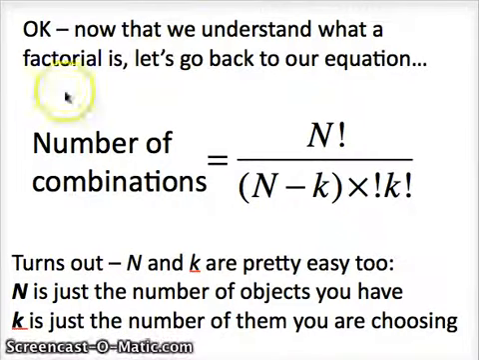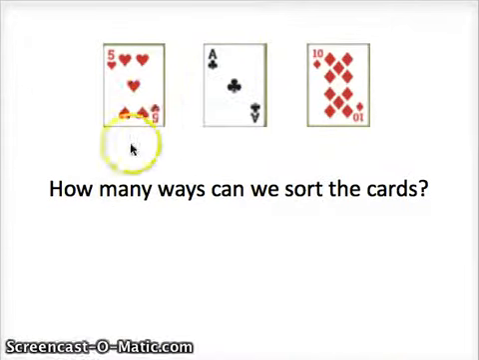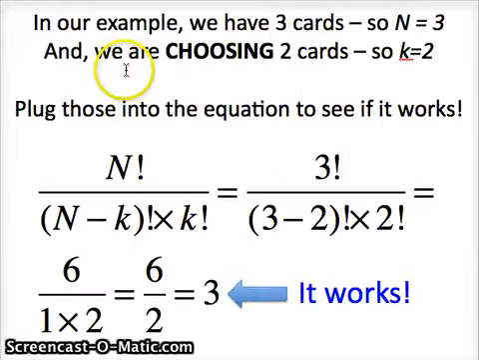So now we can talk about the original equation that we had for figuring out the number of combinations. We know what the factorial means, but we don't know what n or k is yet. But those are pretty easy. N is just the number of things that you have, and k is the number of them that you're choosing. So for our example that we talked about earlier, we have 3 things, 3 cards, and when we're moving them, we're only choosing 2 of them. So we have 3 cards, so n is equal to 3. And when we decide to move them, we're only choosing 2 of the cards. That makes k equal to 2.